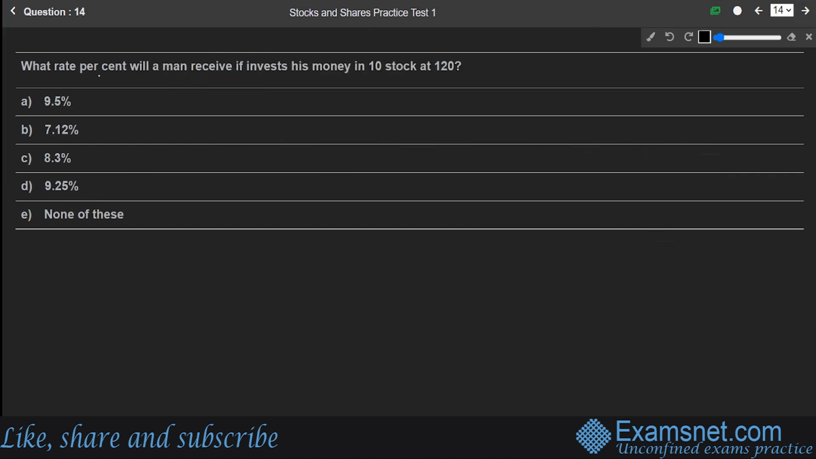Now, what rate percent will a man receive if he invests his money in 10 stock at 120? Okay, 10 stock at 120. So investing, the cost of each share is 120 rupees. That is what we have to find out, the actual rate. We can use a formula, or we can use the numbers itself. So let us use the formula, that is always useful.